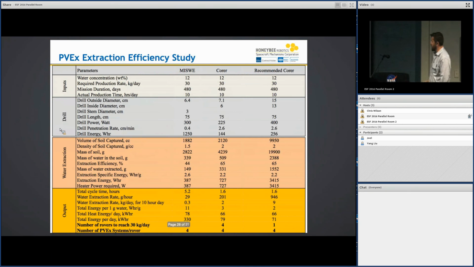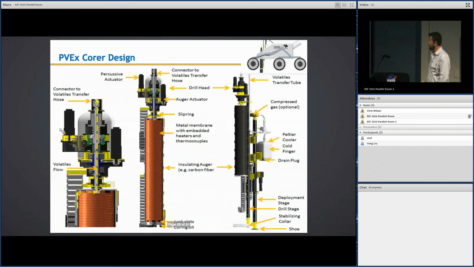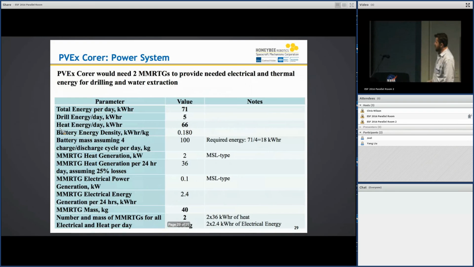We've done some efficiency studies for all the different designs, and this is the final design that we're actually building right now under SBIR phase 2. It's a rotary percussive drill head with a coring system that's going to be around 0.5 meter long, 2 or 3 inches in diameter. It's designed to mount on a Curiosity-sized rover. This is for scale over here, and this is our cold finger. And in the future, we're going to run tests inside a vacuum chamber.